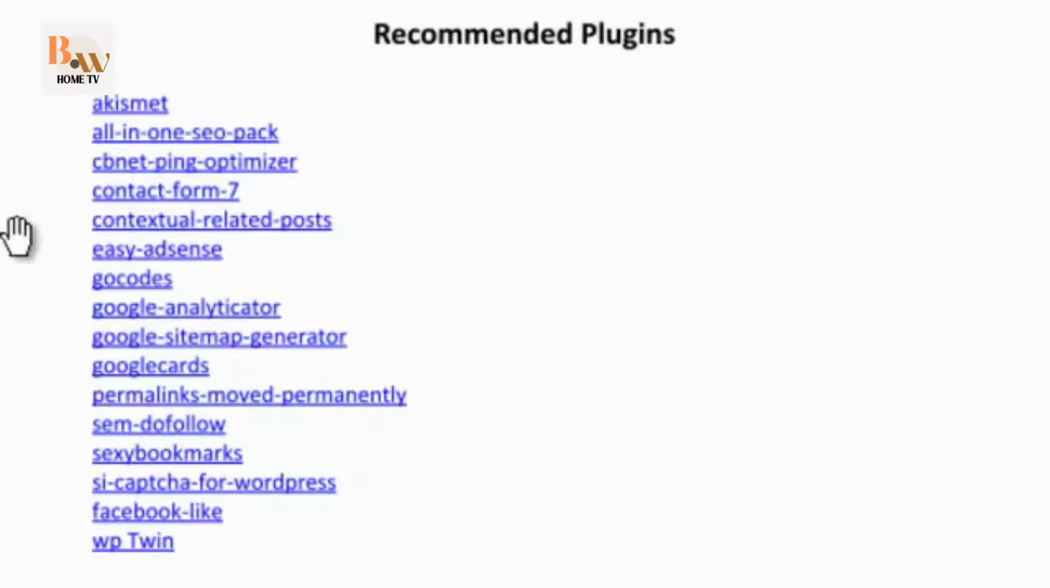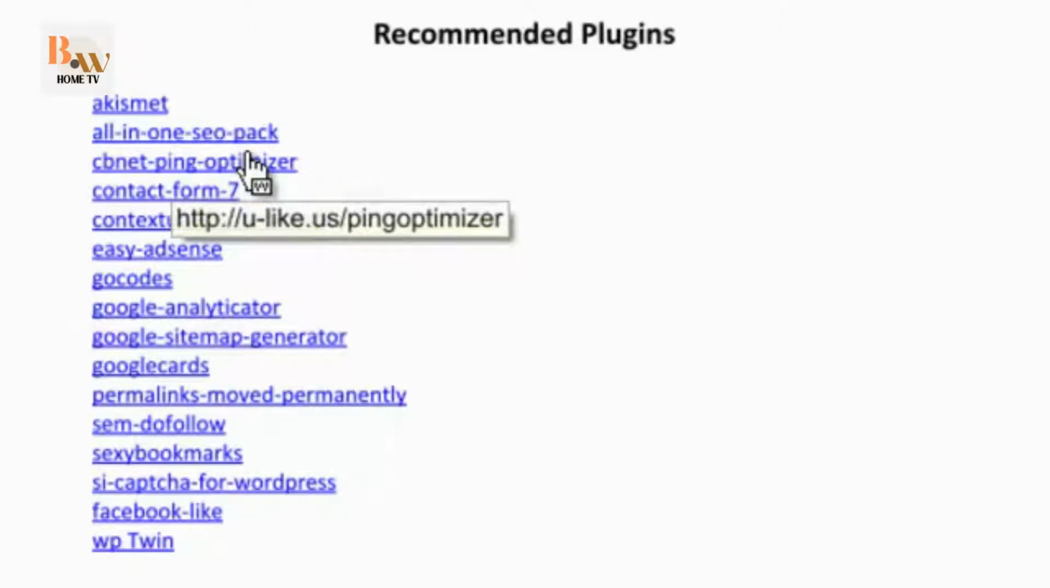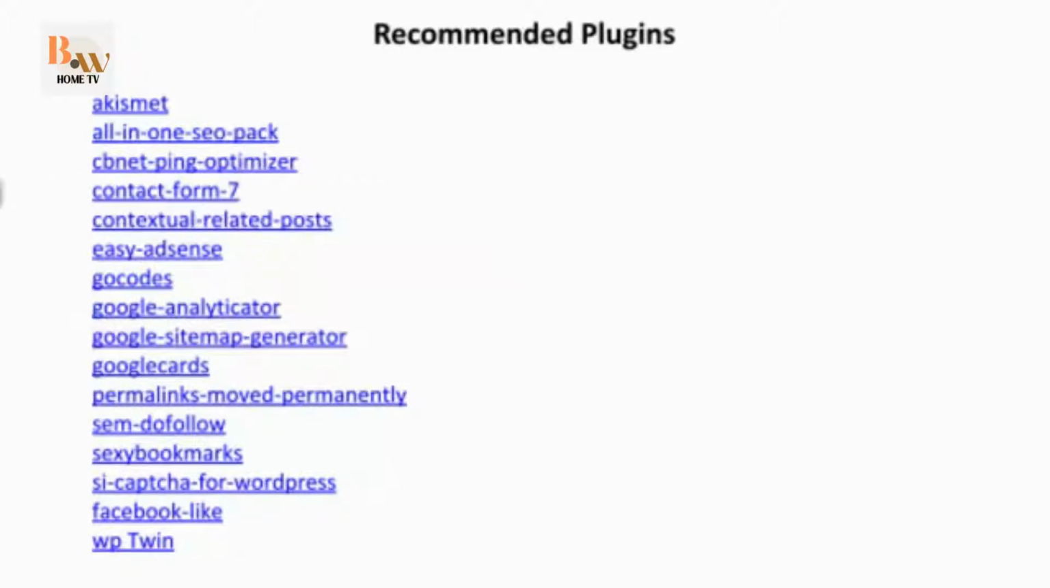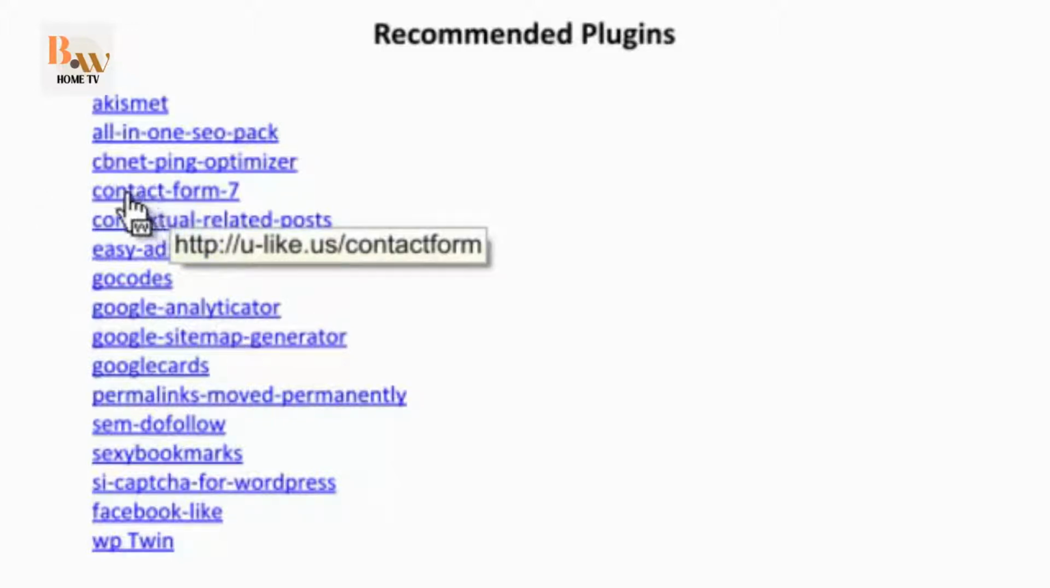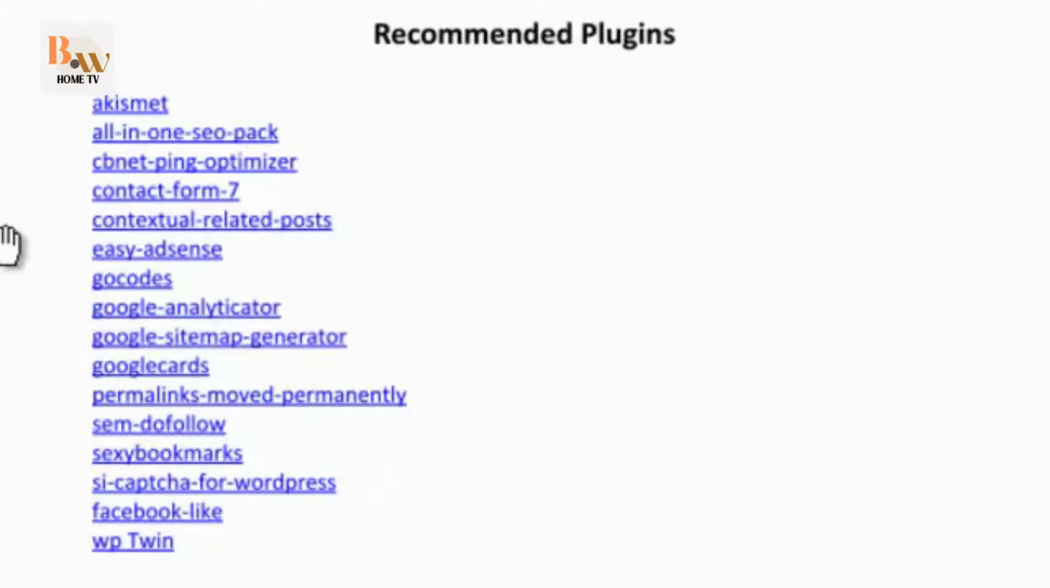Akismet is good for comment spam. All-in-one SEO pack optimizes your website for search engine optimization. CBNet Ping Optimizer limits the number of times you ping your update services, which we'll talk about in a little bit. But anytime you make an edit, the update services get pinged, and you can actually be banned from some of those update services, which is bad for your search engine results. Contact Form 7 is a great contact form, allowing people to get a hold of you without them having to know your email address. It's just a forms-based thing.